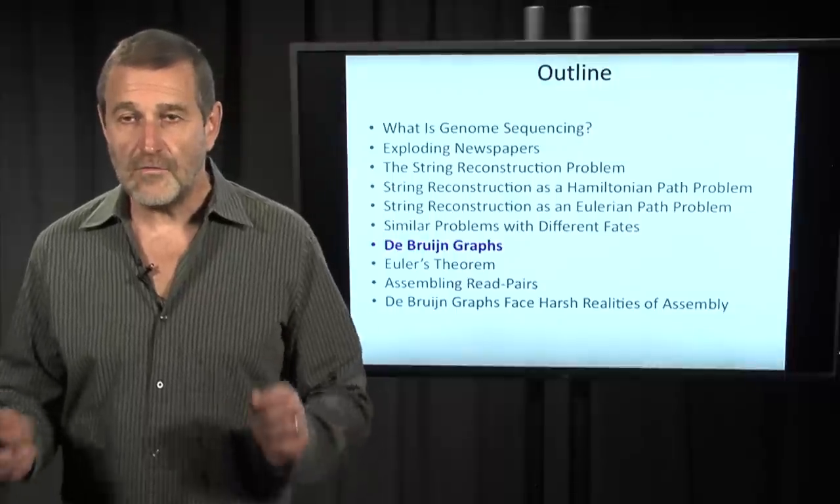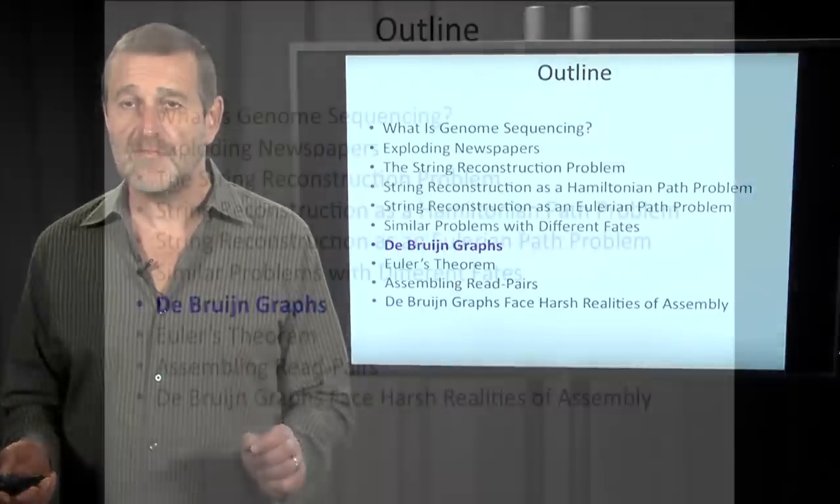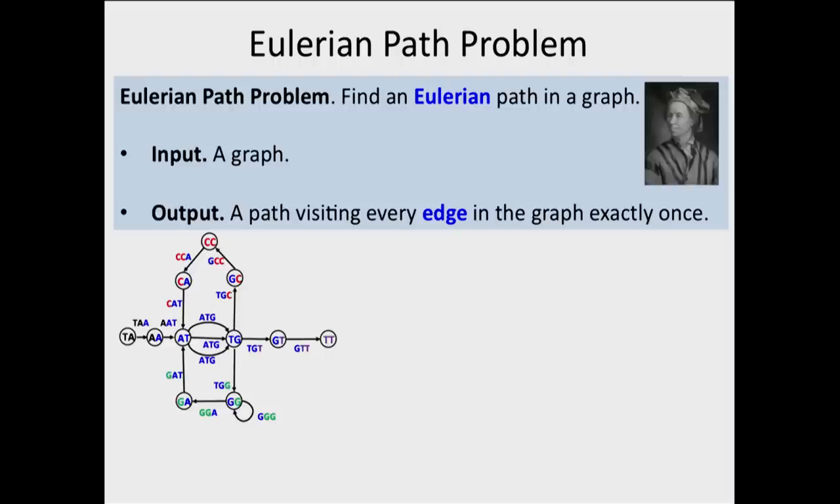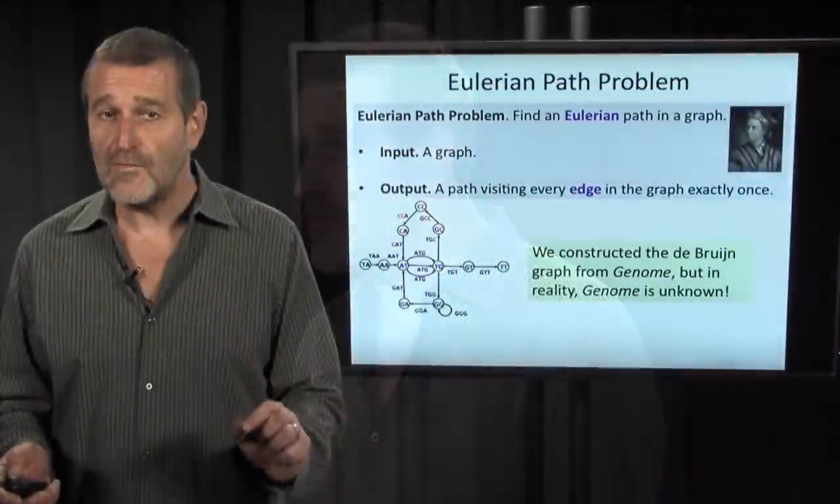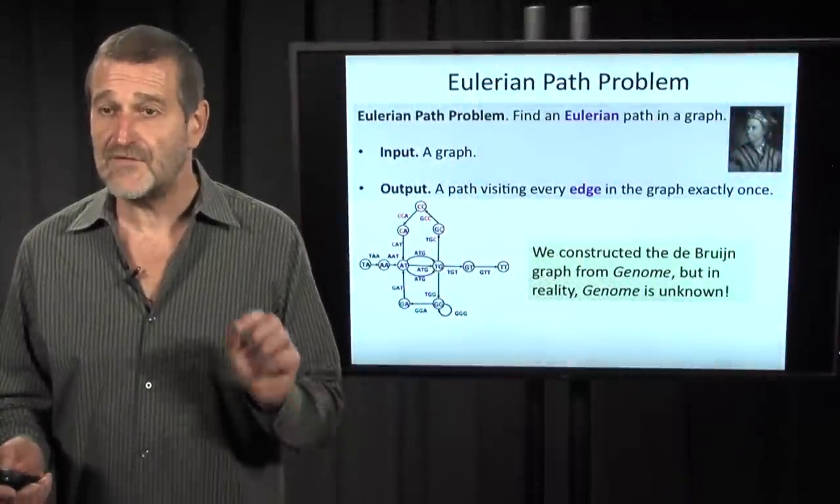So we now focus on the Eulerian path problem and try to learn more about de Bruijn graphs. We saw that to reconstruct the genome, we need to find an Eulerian path in this graph. But some of you noticed that I cheated. I constructed the de Bruijn graph from the genome, but in real life, the genome is unknown. The only thing that is known is reads or k-mers. Can we reconstruct the de Bruijn graph from genome composition rather than from the genome?